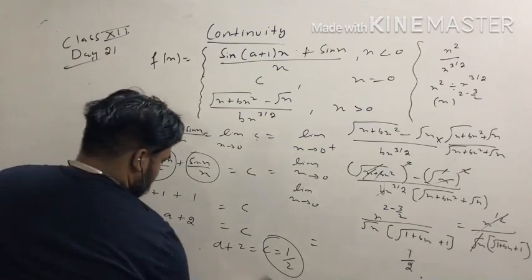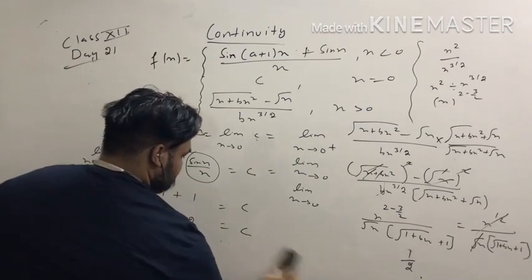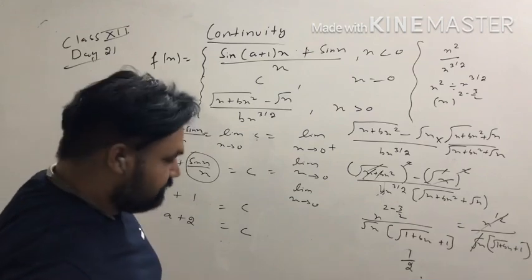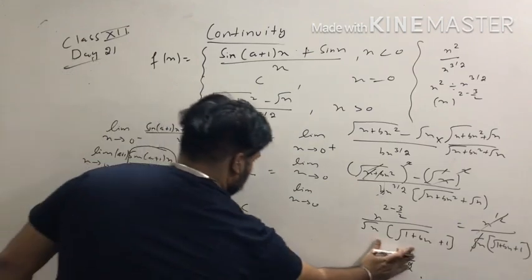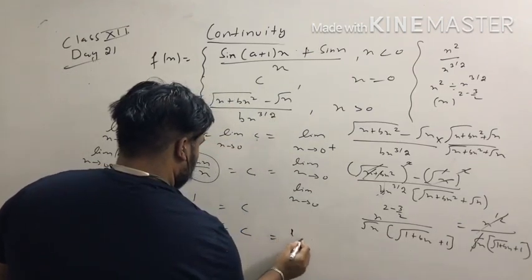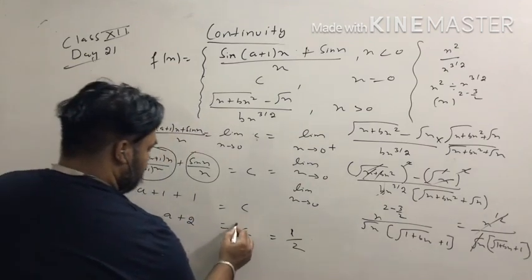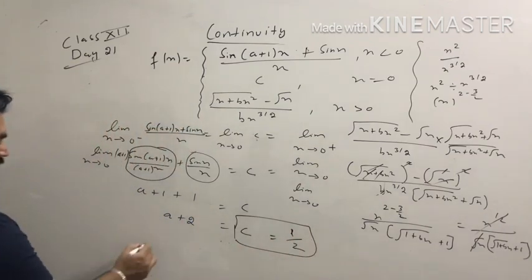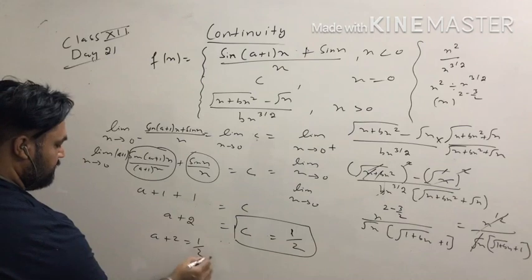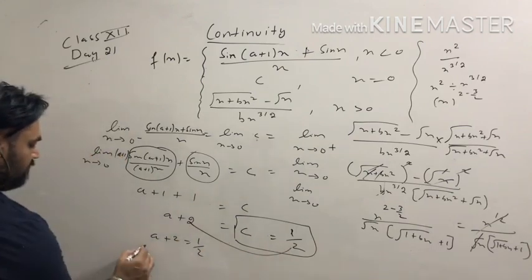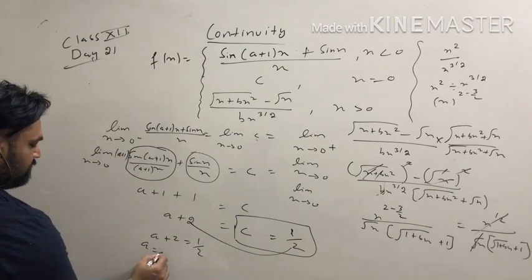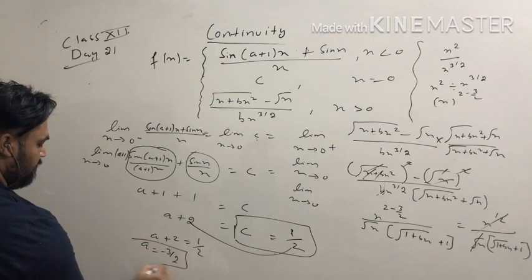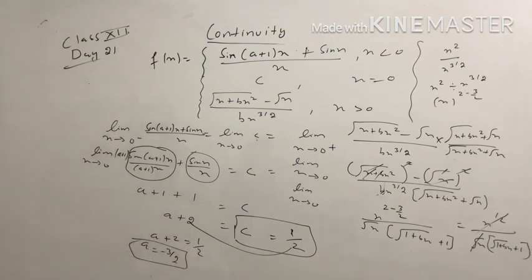We can write c equals to half. The value of c is half. The value of a is, compare this term by this term, so the value of a becomes minus 3 by 2. So in this way we just find the value of a and c.